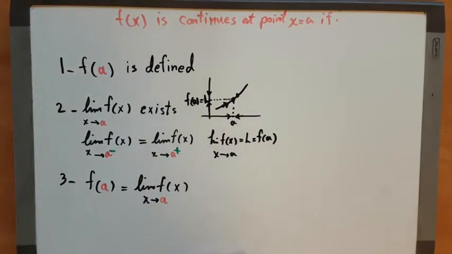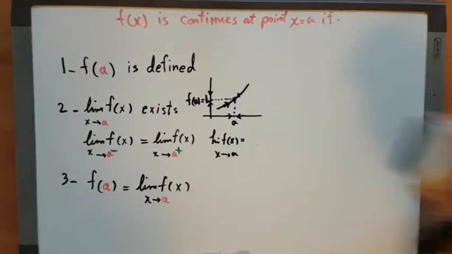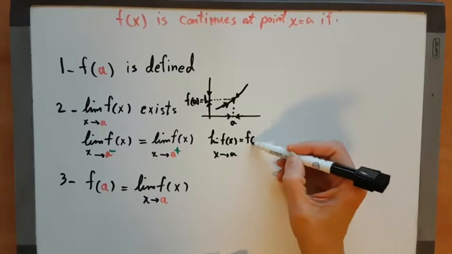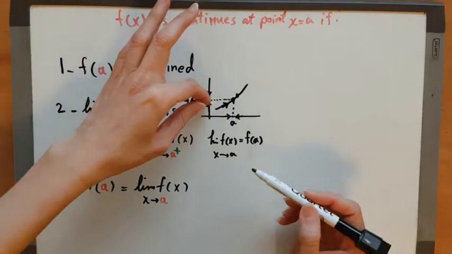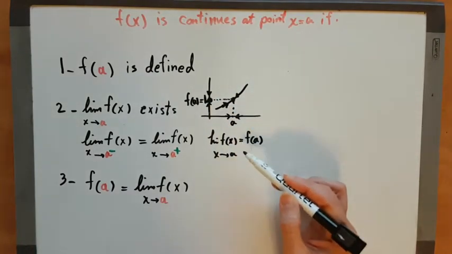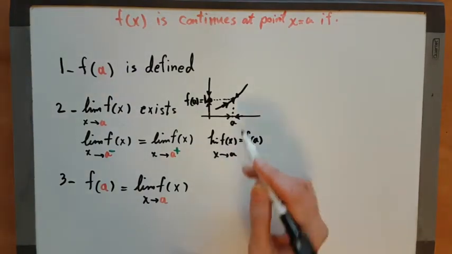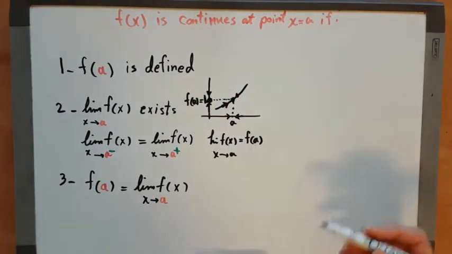So let's just write it simpler in here. The amount of f at point A is this point, and this is equal to the limit of f(x) when x goes to A, and therefore this is continuous in here, as we can see.